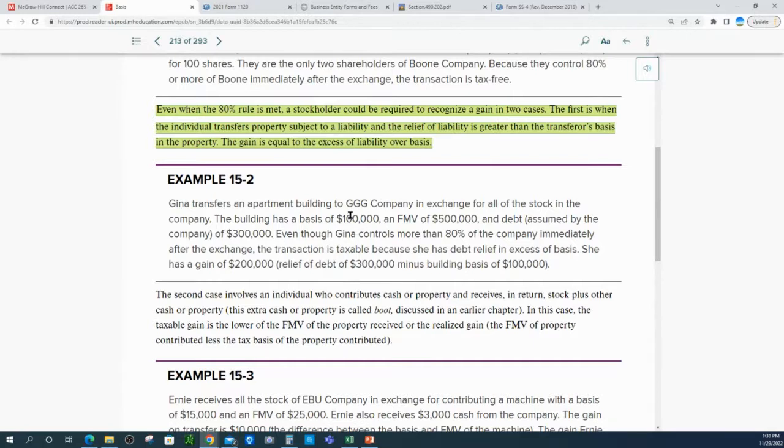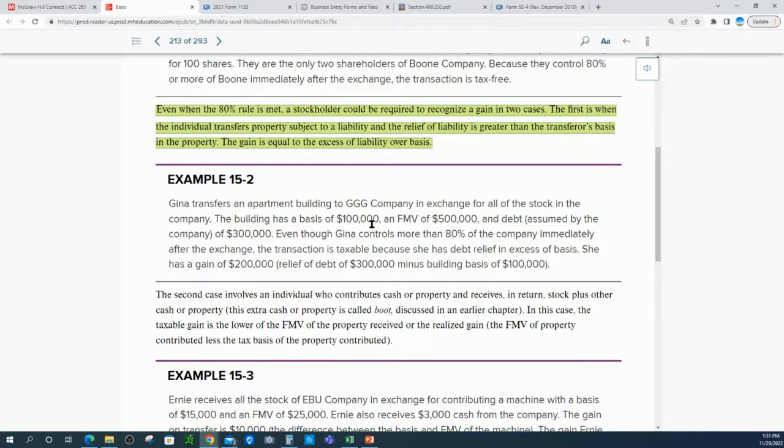Okay, so now you can see the liability is greater than the basis. So what she owes is more than the basis of the property. It seems kind of weird, but not necessarily, because this building may have appreciated significantly in value. Its fair market value is $500,000, right? Maybe she originally bought it for $400,000.